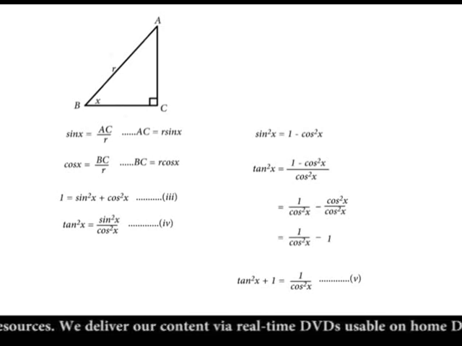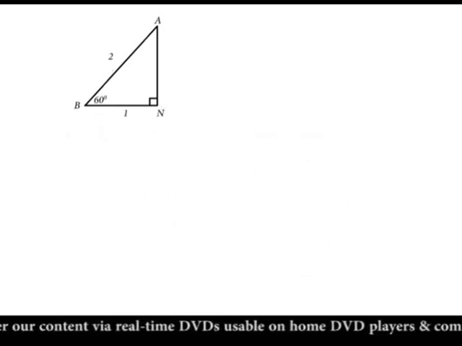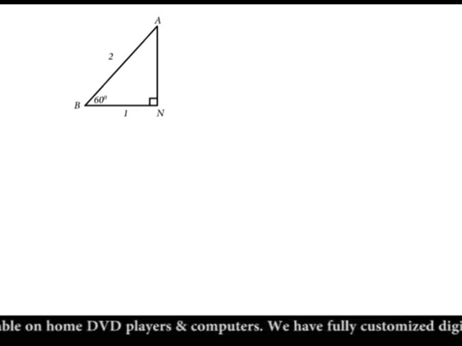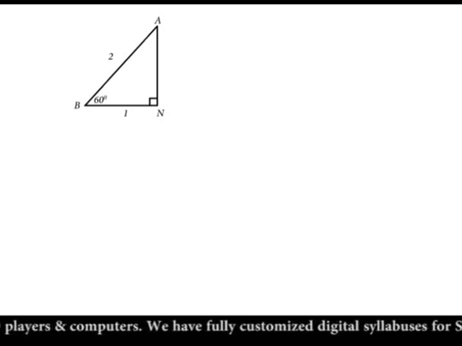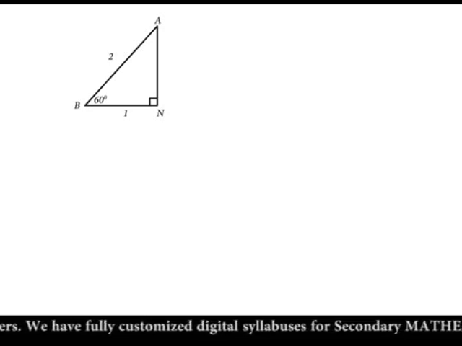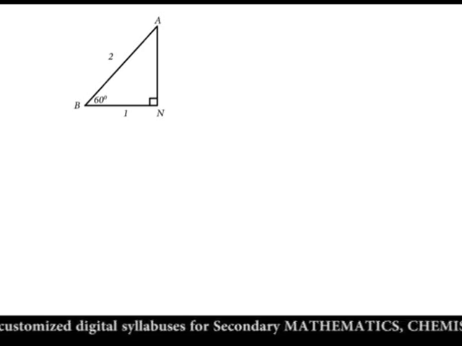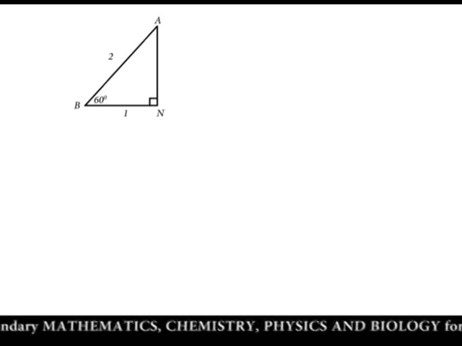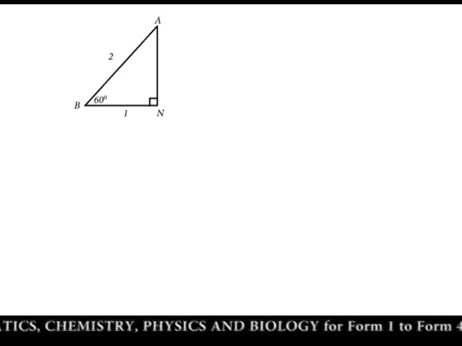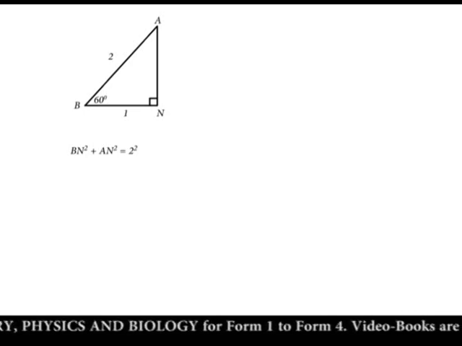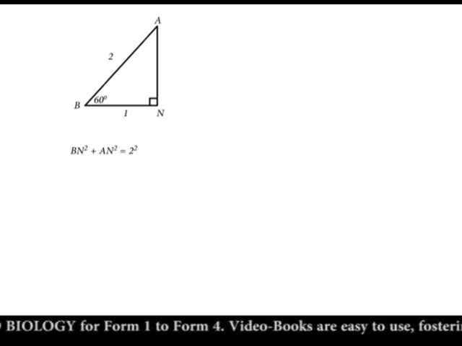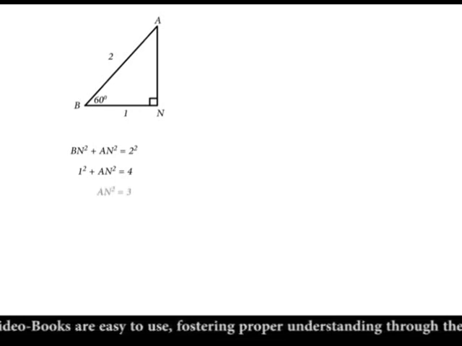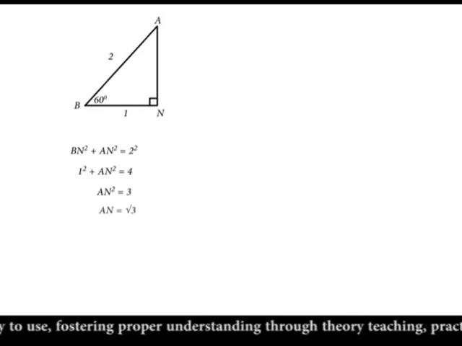Now, consider this right angle triangle ABN with a hypotenuse of 2 units and one of the shorter sides is 1 unit. We also have one of the acute angles 60 degrees. We want to use this triangle to prove that these relationships are indeed true. But first we find the missing side. Using the Pythagoras theorem, we shall have BN squared plus AN squared is equal to 2 squared. 1 squared plus AN squared is equal to 4. AN squared is 3 and AN is the root of 3.